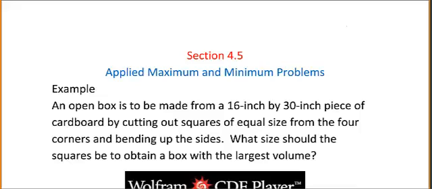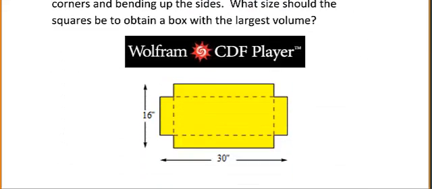I have an illustration here. So here we have the 16 by 30 inch piece of cardboard. We'd cut a square out of each corner, all of the same size, so that I could fold these tabs on the ends up along the dotted lines and make this into a box, tape them or something, and I want a box with the biggest volume. Let's look at this situation. I think it'll give us some insight.